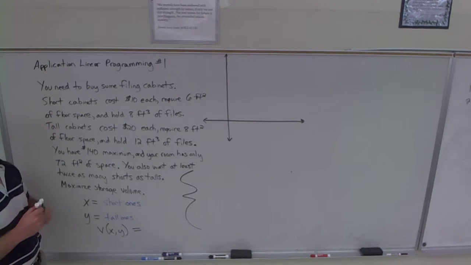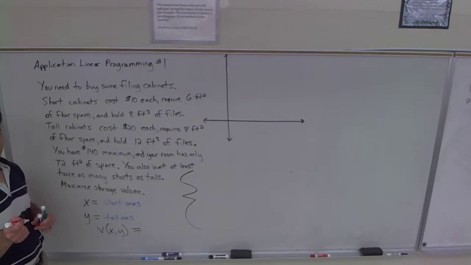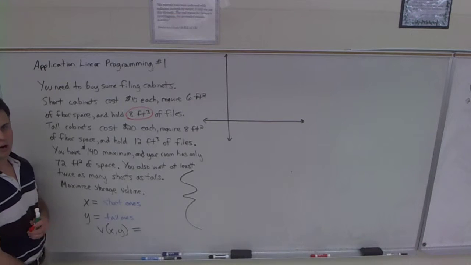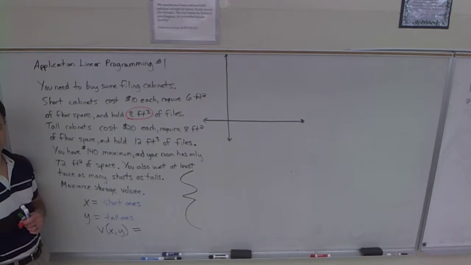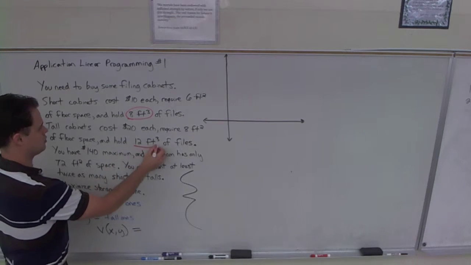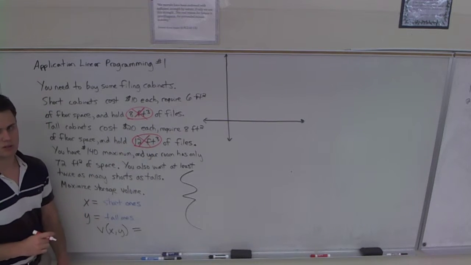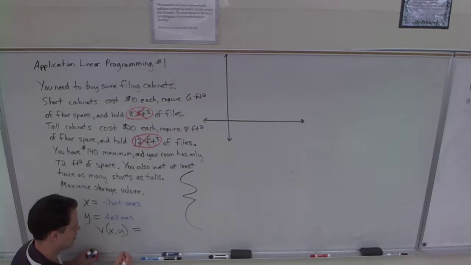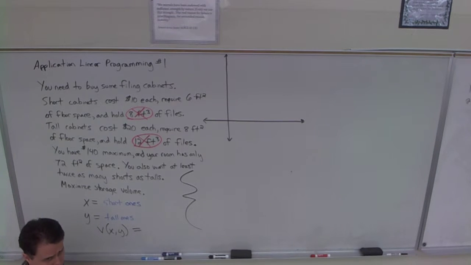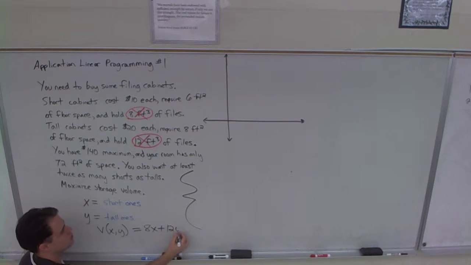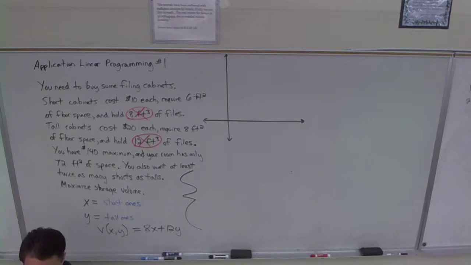The short ones have how much space? 8 cubic feet. This guy. The tall ones have how much? 12 cubic feet. So those guys are done now. We've used them, so don't look at them anymore. So how am I going to write that? I don't think it's rocket science or anything. It's 8 feet for each of the short ones, which were x, plus 12 feet for each of the tall ones, which were y. Okay, there's our function.